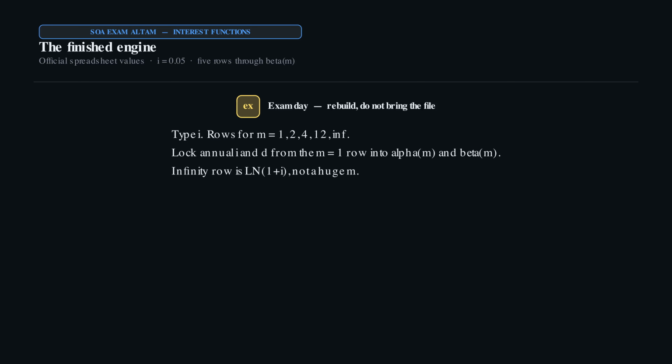On exam day, you cannot bring this workbook. SOA gives you a blank sheet. Type 1. Make rows for 1, 2, 4, 12, and infinity. Lock annual i and annual d from the M equals 1 row into every alpha and beta. The infinity row is the natural log, not a huge M. Rebuild this engine once from memory and the rest of ALTAM gets faster.